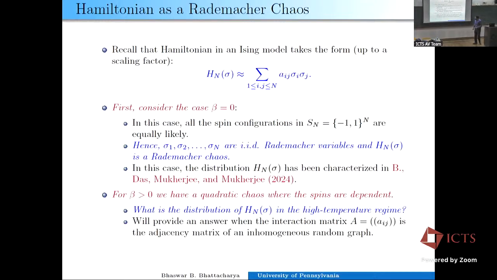So what people do is assume some structure on A. Here in the previous result, I could do it for any A. Now I need to assume some structure on A. Erdős–Rényi is a natural structure. What we do here is allow for an inhomogeneous random graph. In an inhomogeneous random graph, every edge is present independently with a certain probability. And I want to understand the fluctuations of the Hamiltonian. Okay?